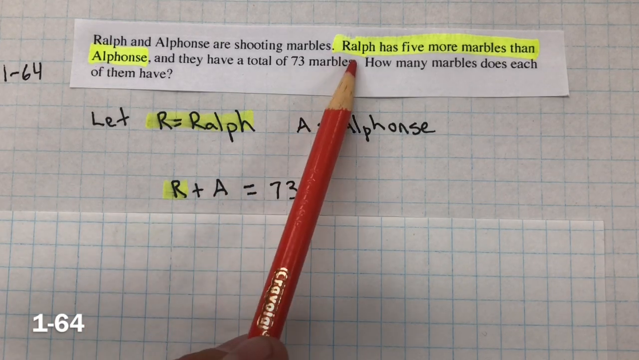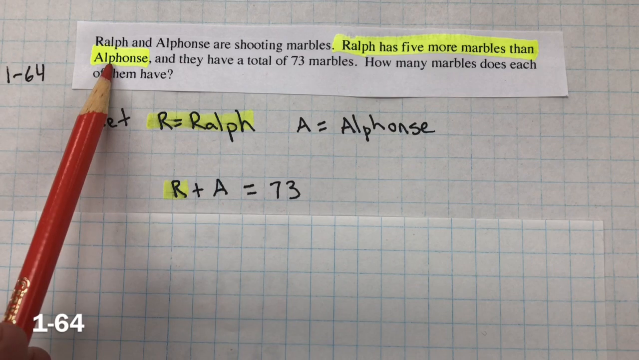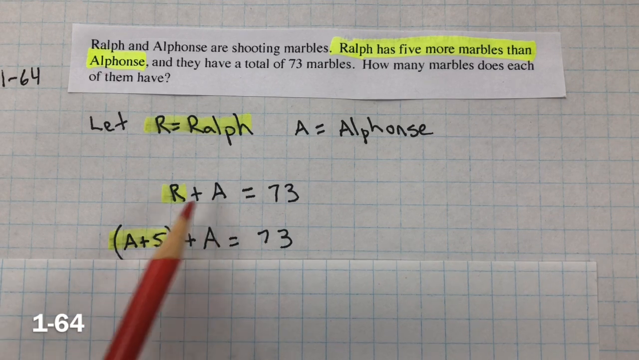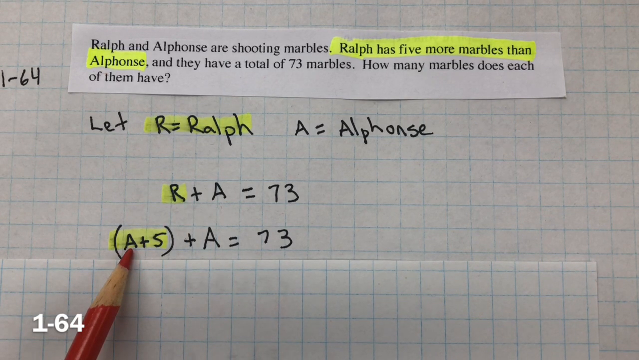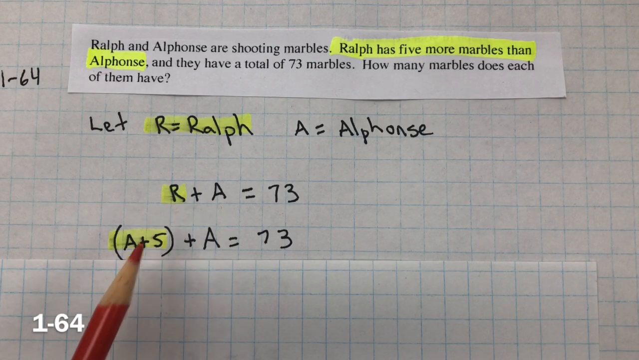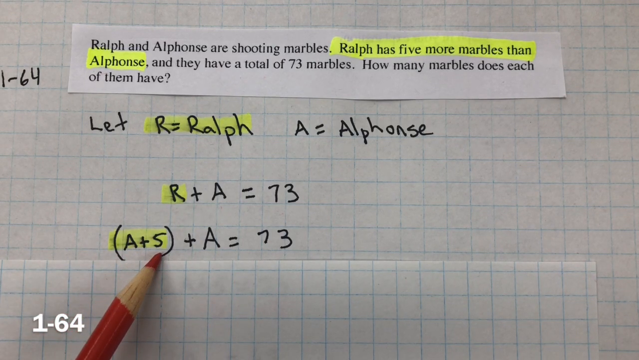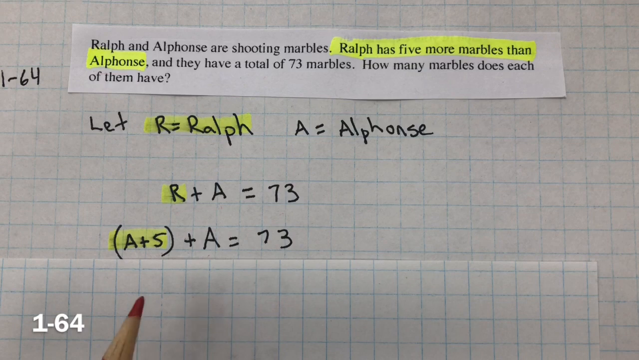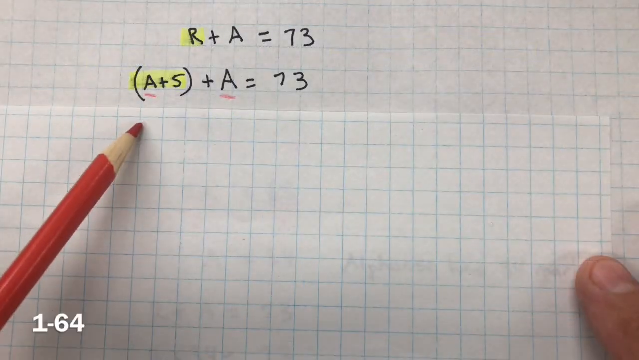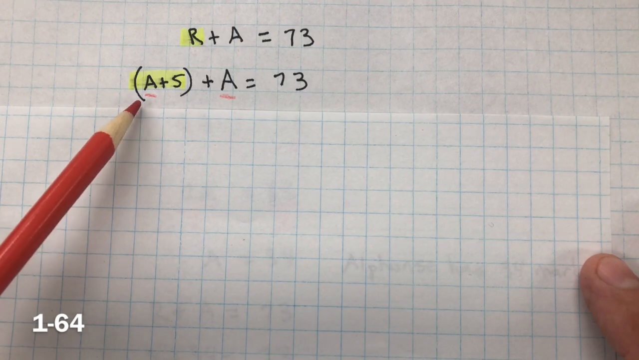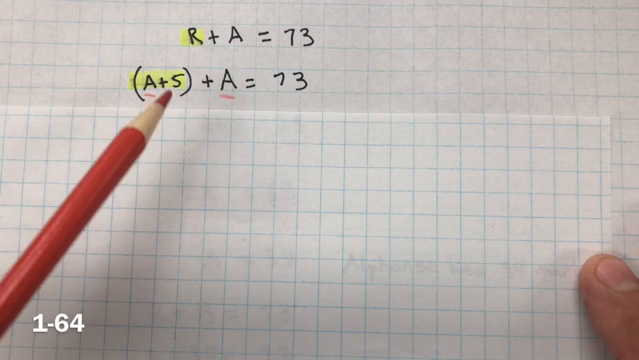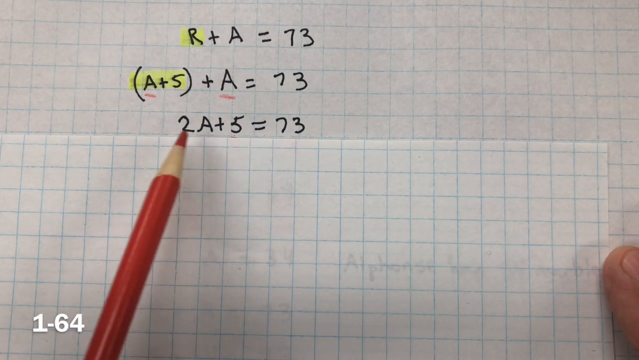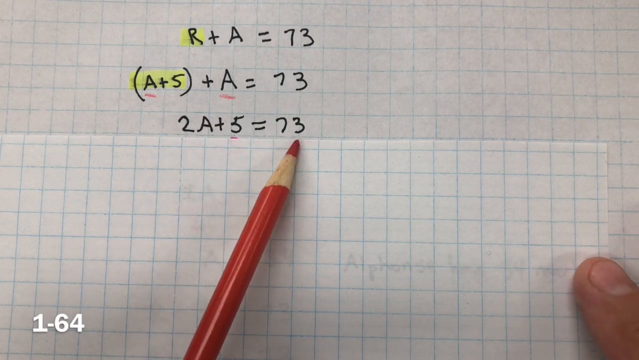Next, we know that Ralph has 5 more marbles than Alphonse. So we're going to write it as how many marbles Alphonse has plus 5 more. That's how many Ralph has. So it's Alphonse plus 5. And then we're going to add Alphonse's, which equals 73. Now we're going to combine like terms. And here we have A and A. So A plus A equals 2A. And we have +5. So 2A plus 5 equals 73.